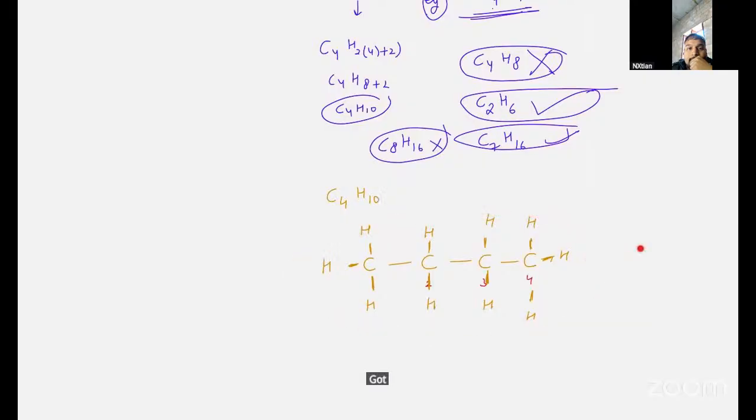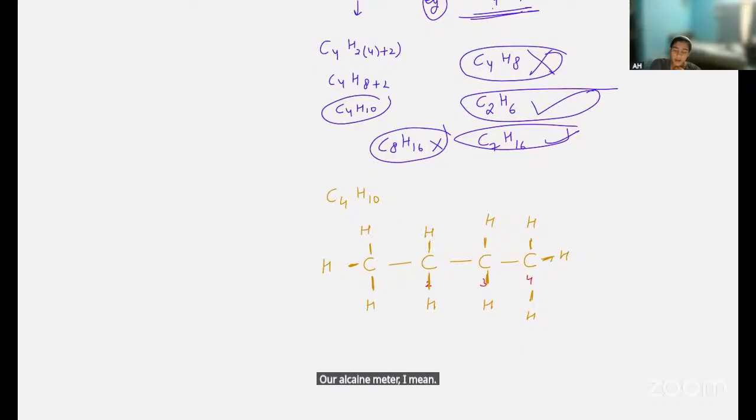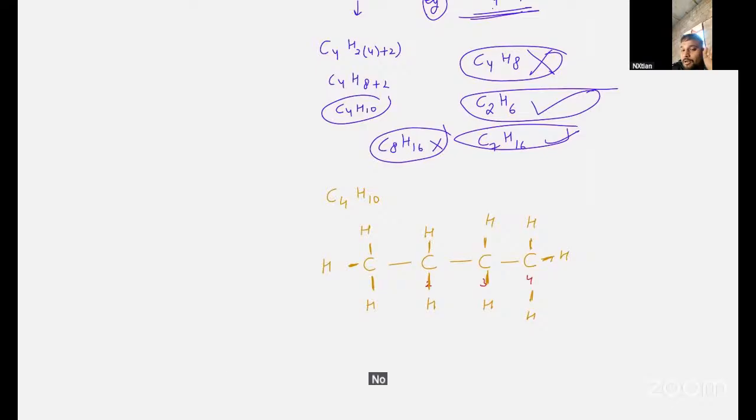Got it, everyone? Are alkane compounds also alkane metals? No, they are not metals. Metals is a different concept, no? This is carbon. Carbons are not metals, they are non-metals.